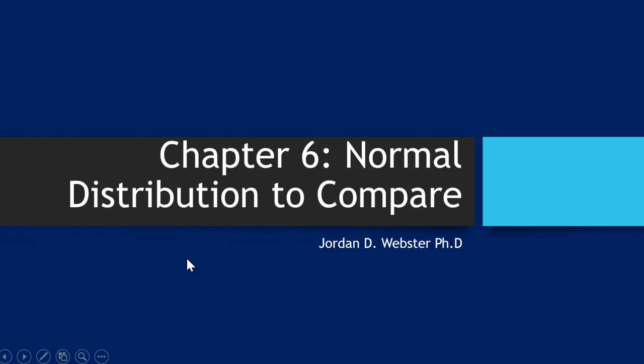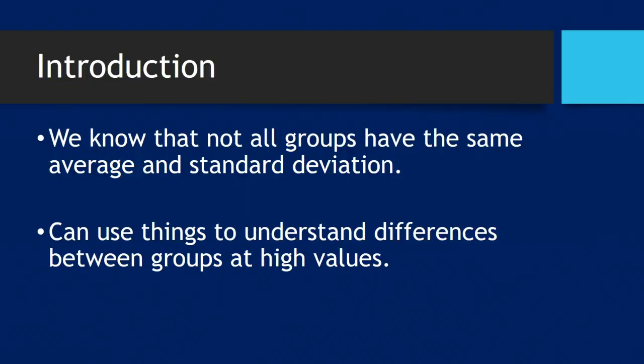All right, in our last section in Chapter 6, we're going to look at using the normal distribution to compare two groups. And we're going to focus on why comparing averages of groups is a powerful concept. Now, we know not everything has the same average and standard deviation, and we're going to use those things to understand differences between groups. Now, this is going to be especially prevalent at high values, and so that's what we're going to focus on.